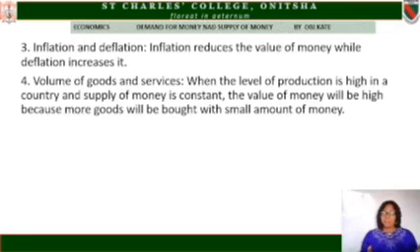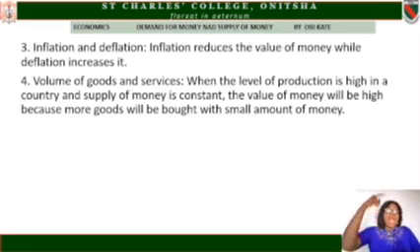3, inflation and deflation. Inflation reduces the value of money, while deflation increases the value of money. 4, the volume of goods and services. When the level of production is high in a country and the supply of money is constant, the value of money will be high because more goods will be bought with a small amount of money. Once goods are available, when the supply is high, it will push demand to be high because the price will be low.